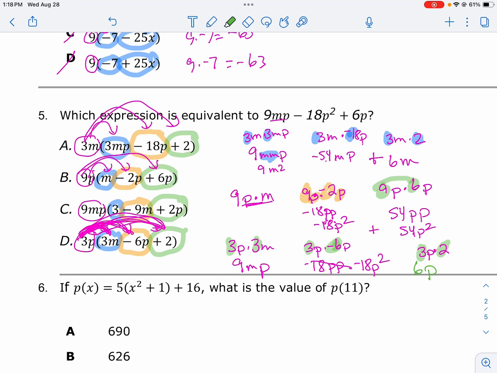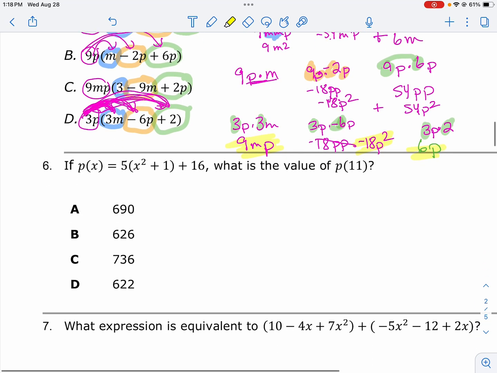So look at all of your answer. I have a 9MP, check. Negative 18P squared, check. 6P, check. Number 6 is a calculator question.